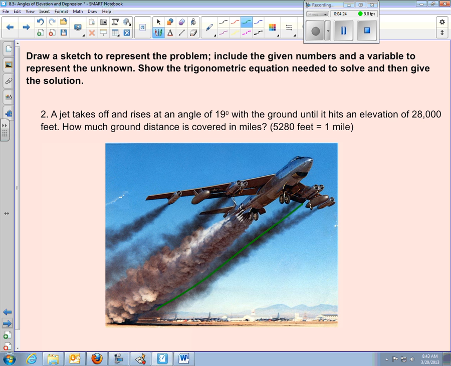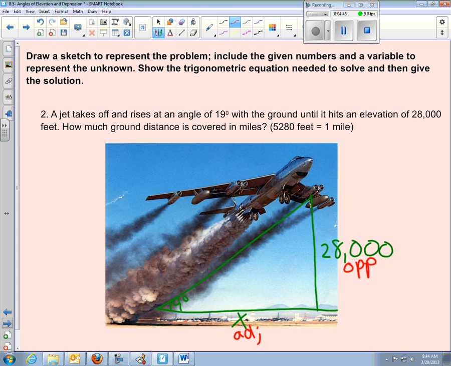All right, so our jet's taking off, and our angle of elevation is 19 degrees. And it's at altitude. Remember, altitude is the height of something, 28,000. And we want to know how far across the ground it covered. So we end up with our opposite and our adjacent. So there's that tangent again. Tangent of 19 equals our opposite over our adjacent. This time x is in the denominator.